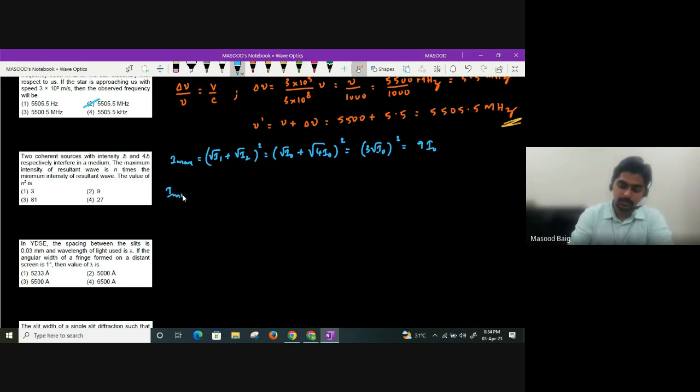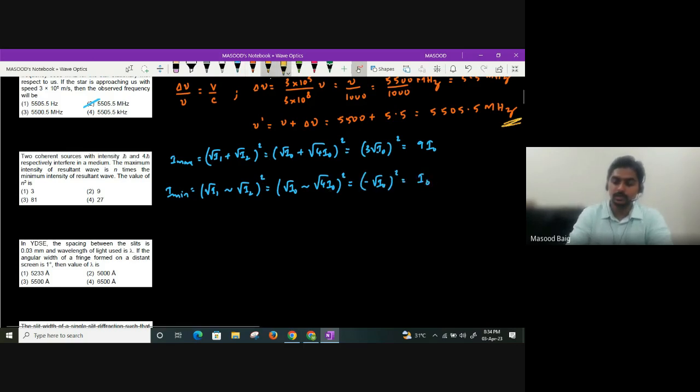What is minimum intensity, guys? It is root I1 difference root I2 whole square. So I'll get it as again root I naught difference root 4 I naught whole square, which turns out to be root I naught minus 2 root I naught, which will be again minus root I naught. So I'll get it as minus root I naught whole square, guys, which turns out to be I naught only.